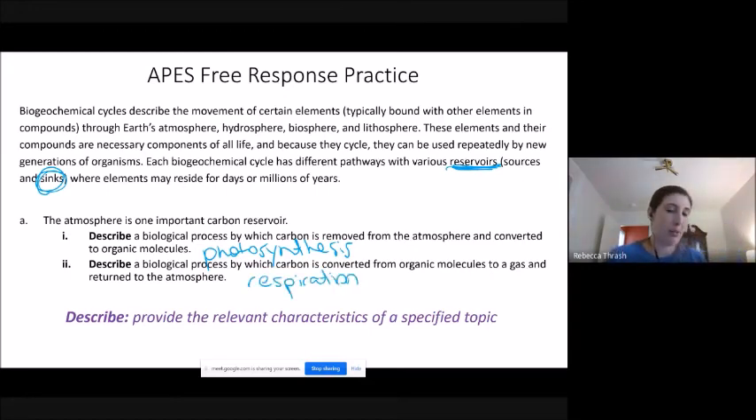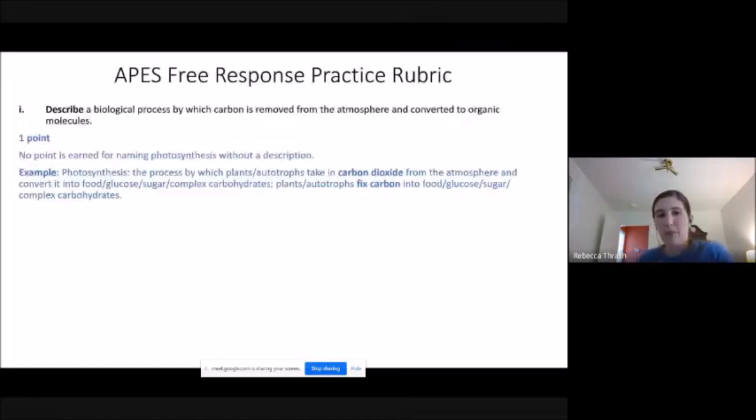But that's not enough. We have to actually describe it. And we can't just say, well, respiration, it converts organic molecules to a gas and returns it to the atmosphere. We have to give more details. So let's look at the first part here. Describe a biological process with carbon being removed from the atmosphere and converted to organic stuff. So you cannot just name photosynthesis here, right? That would be identifying.